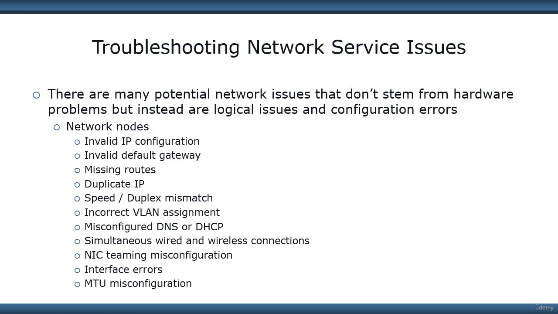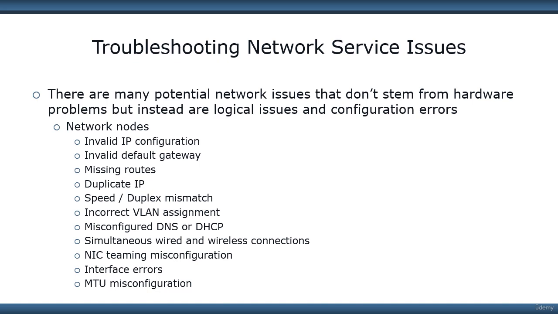There are a lot of potential network issues that don't stem from hardware problems, but instead are logical issues, configuration issues. So invalid IP configuration. And actually, let me stop and say that a lot of these are probably the more common. Yeah, sure, we can have physical issues with cables, but in the vast majority of the cases, we're just talking about some sort of logical problem. So if a client doesn't have a valid IP configuration, they're not going to be able to communicate on the network.